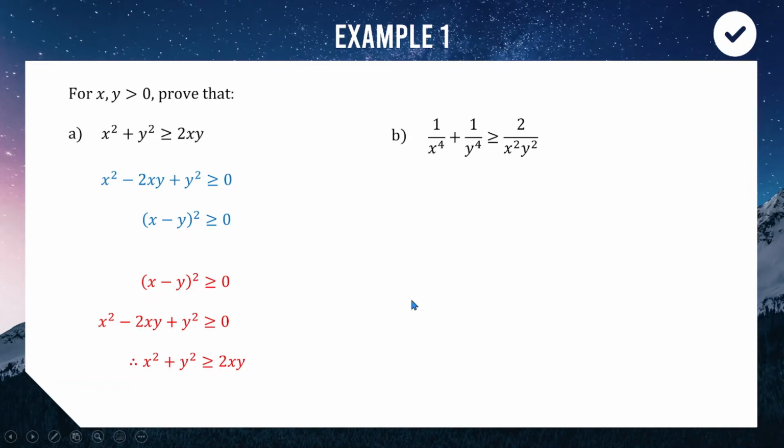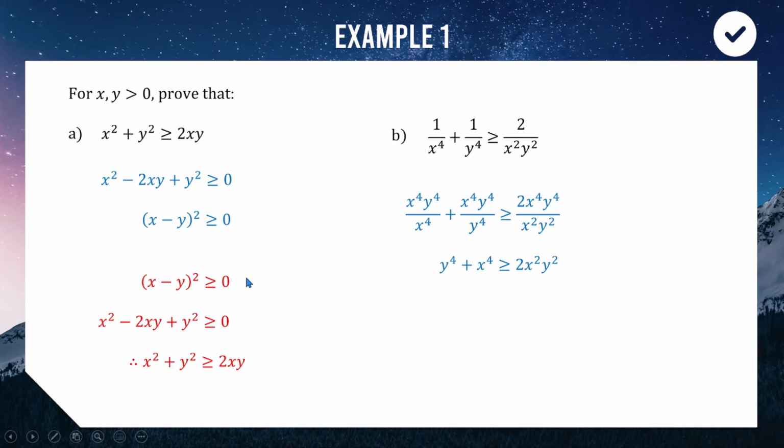Okay, having a look at question B, like I said, if we can get rid of the fractions, this should be a bit more approachable and easy to see how we're going to prove this. So we're going to multiply each individual term of this inequality by x to the 4, y to the 4. Because we know x to the 4 and y to the 4 are going to be positive, the sign doesn't need to turn around, so we're all good. Now our fractions simplify to y to the 4 plus x to the 4 greater than or equal to 2x squared y squared. Now this kind of looks like what we proved in part A, except instead of x and y, the base letters are x squared and y squared.